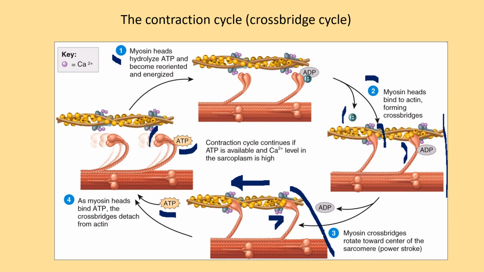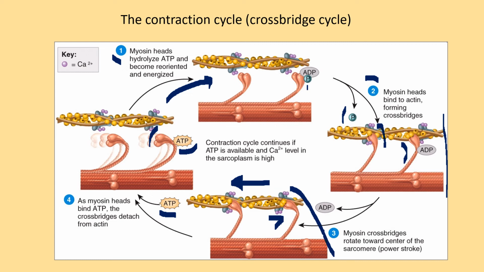So when ATP binds to the myosin head in step 4, myosin has no binding affinity for actin. But when this ATP gets cleaved in moving from step 4 to step 1, energy is released, the myosin head changes shape, and now it has a high binding affinity for actin.